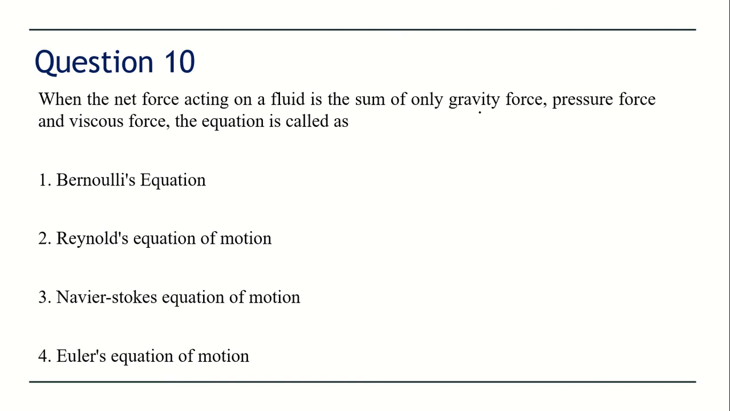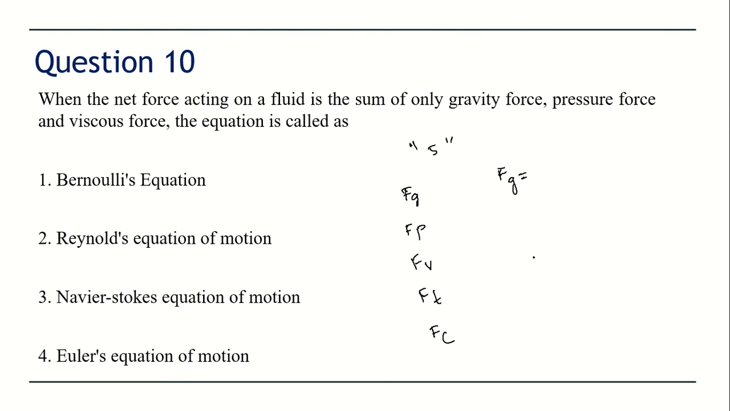What is the net force acting on a fluid, if it is the sum of only gravity force, pressure force, and viscous force? First of all, let me tell you, we have a total of 5 types of forces in fluid dynamics, meaning we consider them as 5 types. First one is gravity force, next is pressure force, next is viscosity force, next is force due to turbulence, and next is force due to compressibility. And the net force is given by the summation of all these forces.